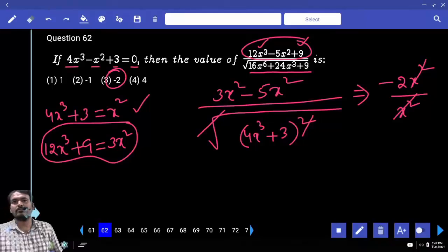Just change the denominator value. It is written in a plus b whole square format or not?